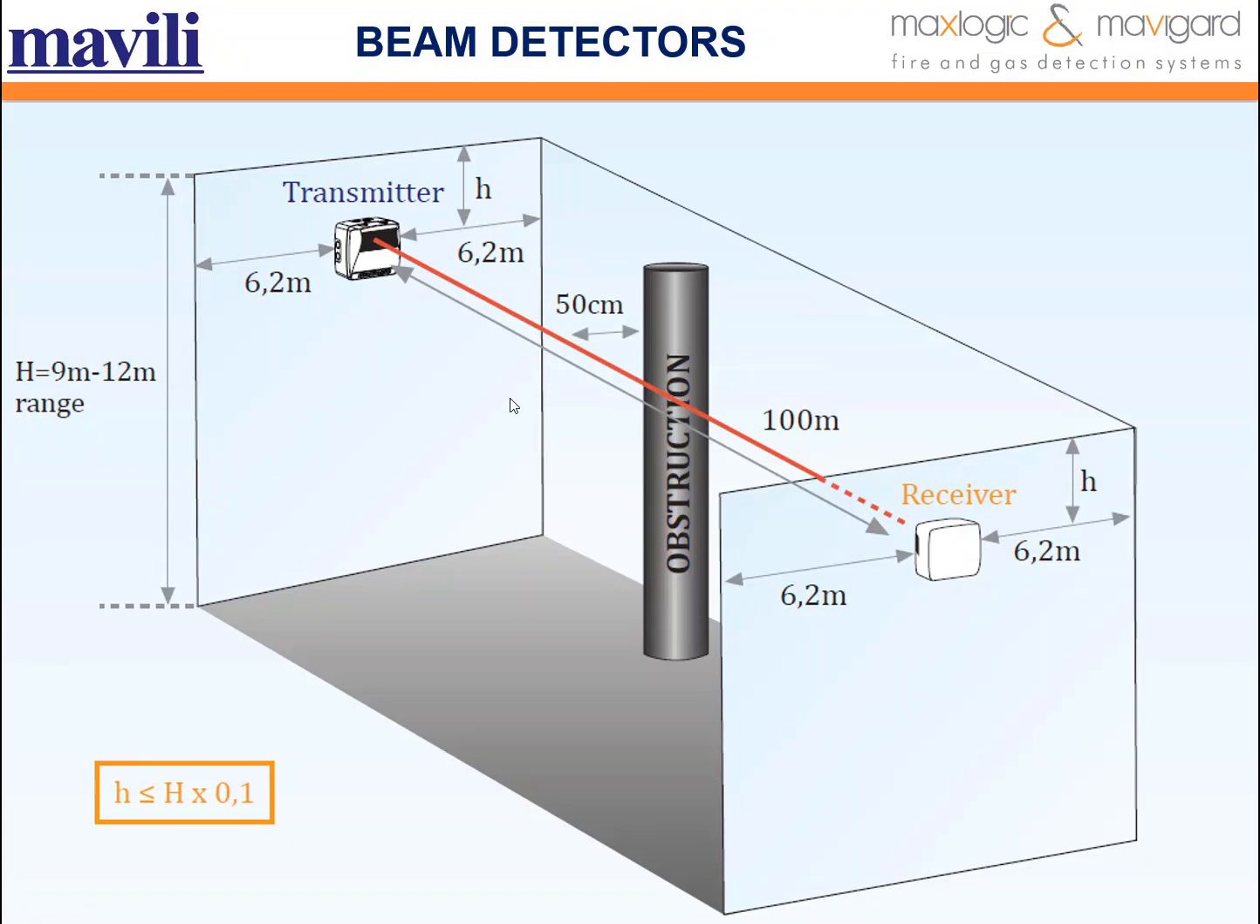You can place the receiver and the transmitter to see each other, up to 100 meters apart. Thus, you can protect an area of approximately 1,005 square meters. The distance of the IR rays of the beam type smoke detectors from the wall or any obstacle should be a minimum of 500 millimeters.